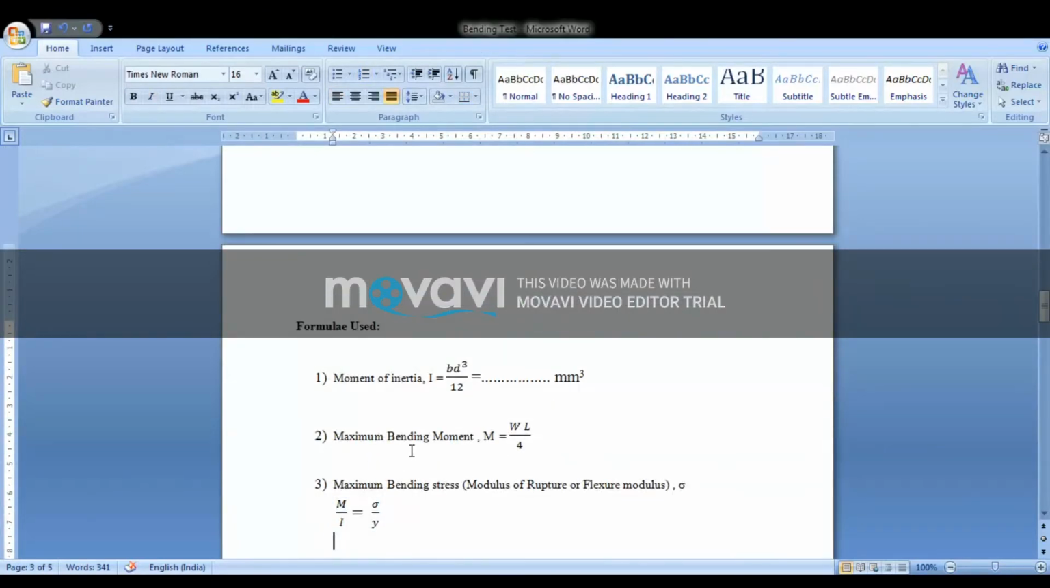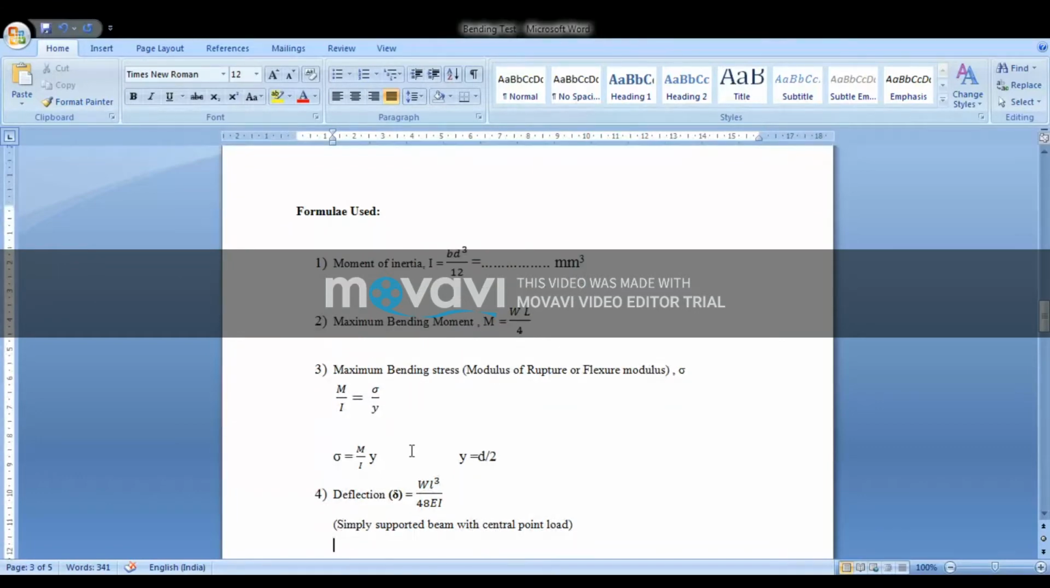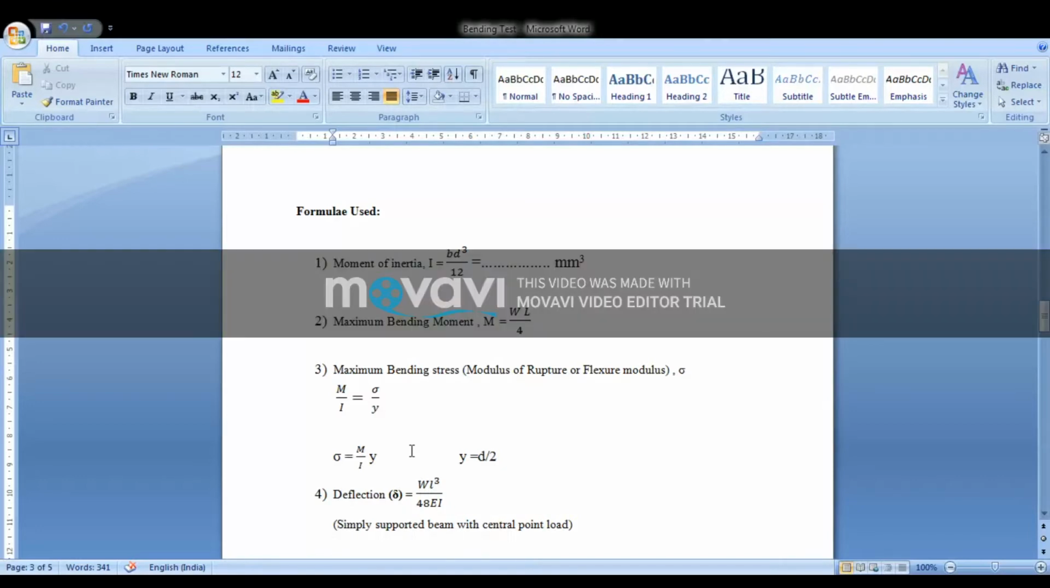The formulas used for this experiment: to identify the moment of inertia, I equals BD cubed by 12, and the maximum bending moment, M equals WL by 4. Because the specimen is placed in a simply supported manner, WL by 4 is the standard formula for the bending moment.